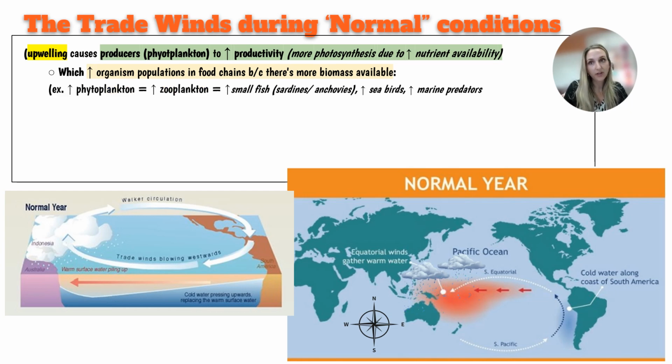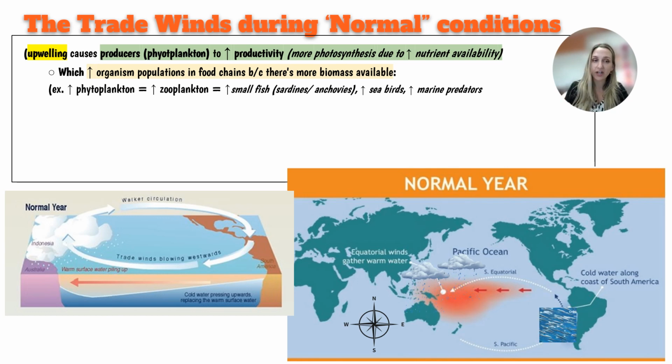For example, more phytoplankton mean more zooplankton. Zooplankton are always going to be your primary consumer. They're your first eater. Trophic level 1 is primary producer, so the producer. Trophic level 2 is the first eater, the primary consumer. They're also known as herbivores because they're plant eaters. Trophic level 3 is the secondary consumer, the second eater, and so on. So more phyto, we're going to have more zooplankton, which means we're going to have more fish.